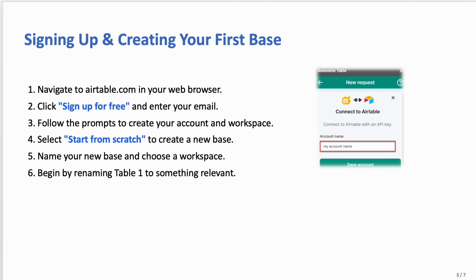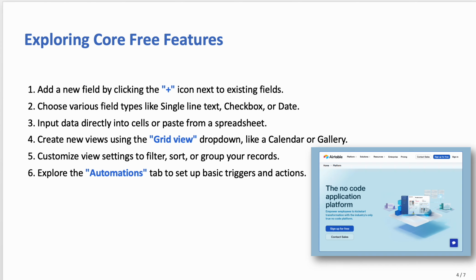Name your new base and choose a workspace, then rename Table 1 to something relevant. Exploring the core free features, add a new field by clicking the plus icon next to the existing field. Choose the various field types like single line text, and create new views using the grid view. Customize the view settings to filter, sort, or group your records.